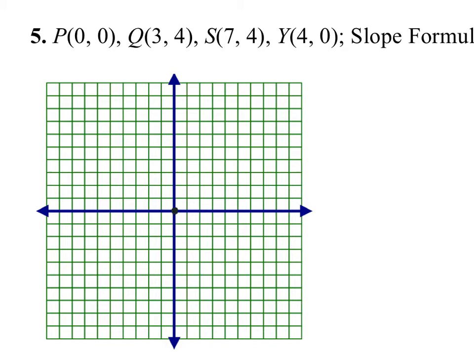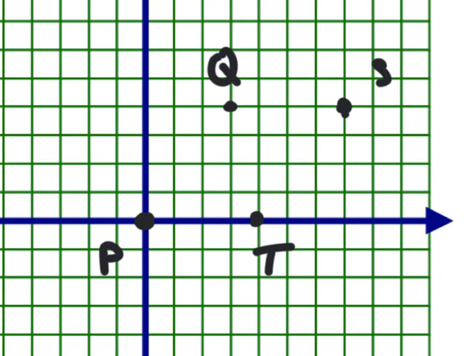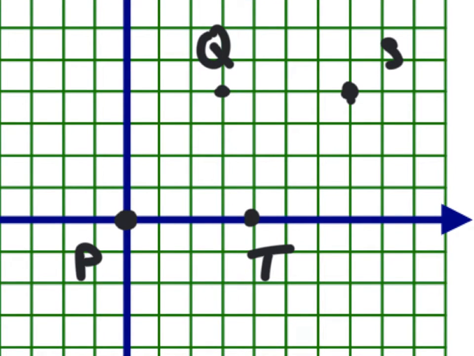I'm going to plot the point (0, 0). I'm going to plot the point (3, 4). So 1, 2, 3, 2, 3, 4. Plot a point there. I'm going to plot the point (7, 4), and then (4, 0). 1, 2, 3, 4. I'm going to call this point P, call this point Q, call this point S, and call this point T. I'm going to zoom in and connect these with lines. I'm just going to draw a line going across. It's not going to be perfect, but we'll get the idea.